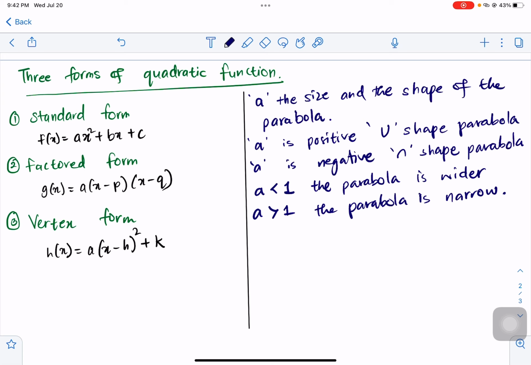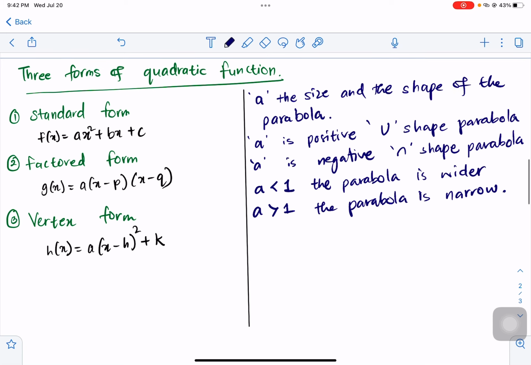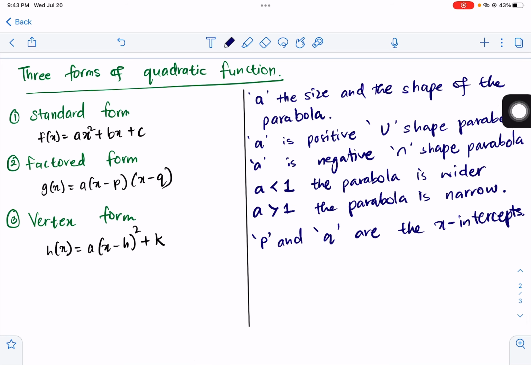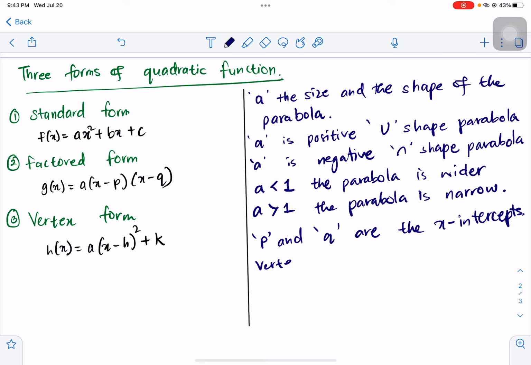Now when you talk about factored form, in factored form you see that there are p and q, right? So p and q are the x-intercepts. So x-intercepts means what? It is the point when the graph touches the x-axis, right? So to find the vertex when you have x-intercepts, for the vertex coordinates x and y, we find x equals p plus q divided by 2.